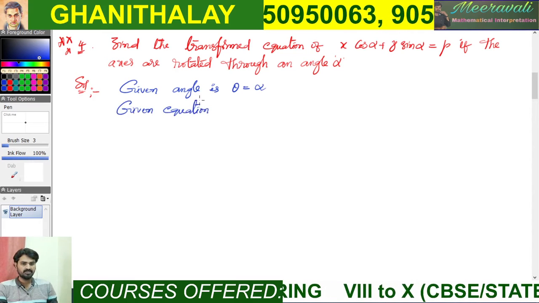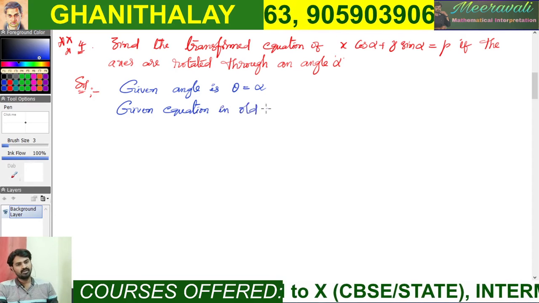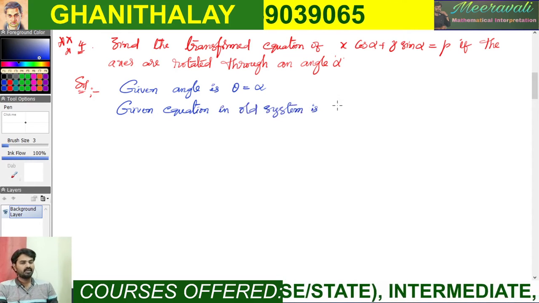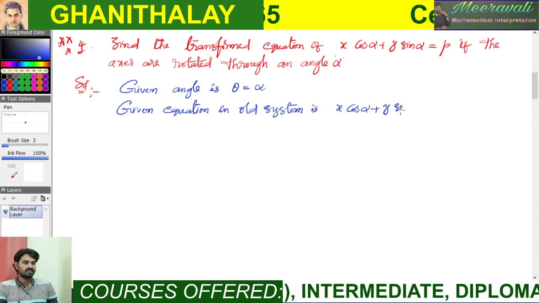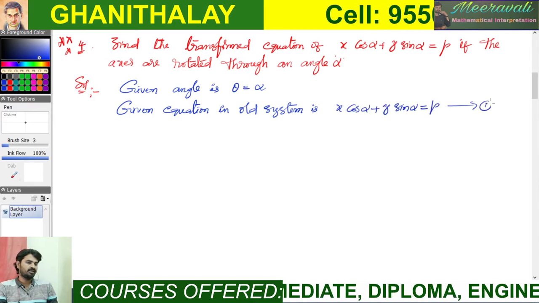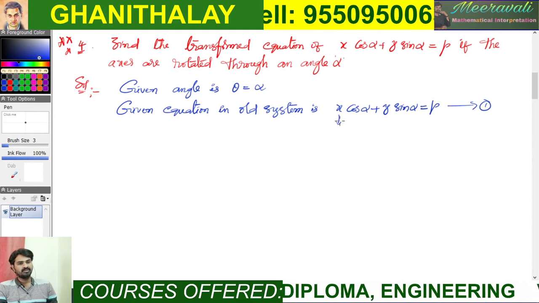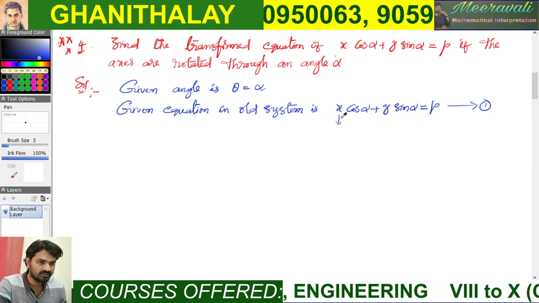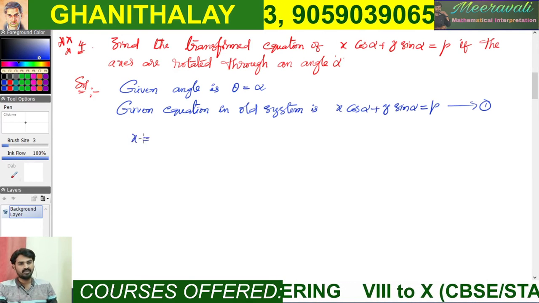Now another one, the given equation in the old system is x cos alpha plus y sin alpha is equal to p. Let it be equation 1. Now this is the old system. Old system means you can take small x and small y. After that you can find the small x value and small y value by using the formula.